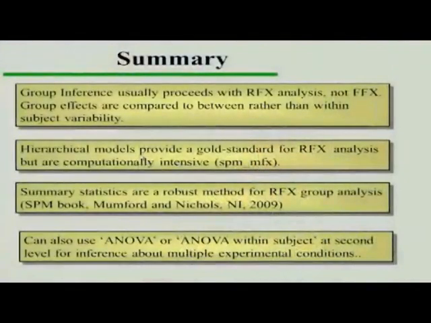But if you have a niche application where you have very different numbers of trials for different subjects, and here I'm talking about by an order of 10, then you may want to use this SPM-MFX function that implements the hierarchical modelling. Otherwise, for the rest of us, for the 99% of us, summary statistic methods are a robust method for implementing random effects group inference. And if you've got multiple experimental conditions, then instead of a t-test at the second level, you can use an ANOVA between subject or within subject. Okay, thank you very much.